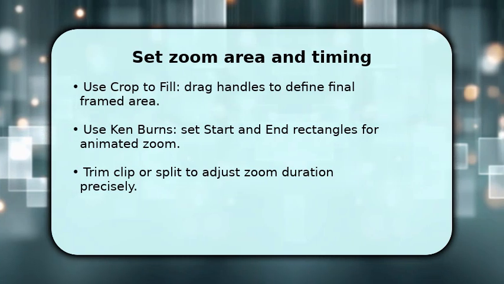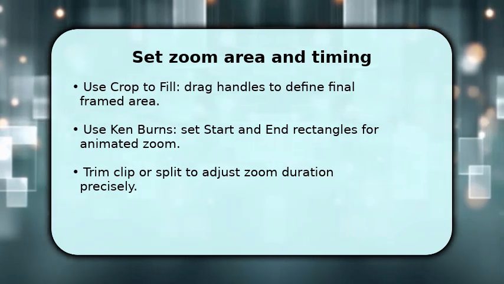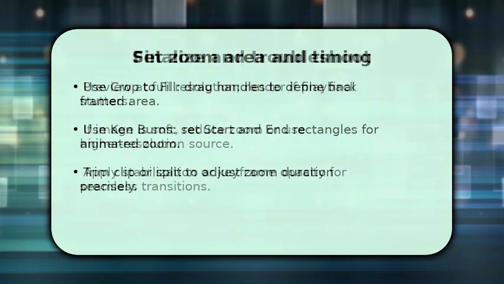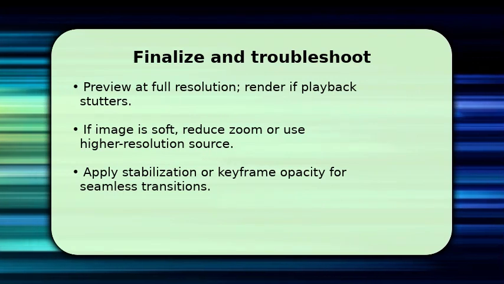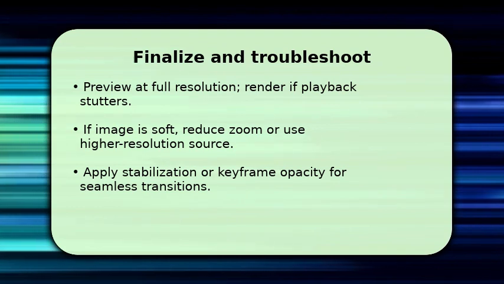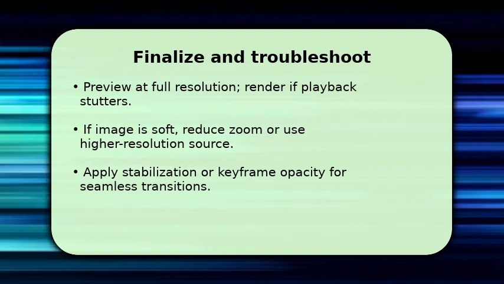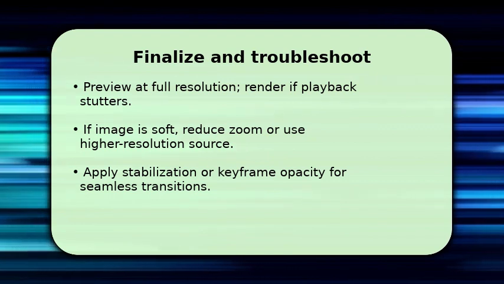Finish by playing the clip at full resolution to confirm the zoom looks natural. Make sure to render or wait for background processing if playback is choppy. If the image appears soft or pixelated, undo some zoom or swap to a higher resolution clip because zooming magnifies footage. Once satisfied, add transitions before and after the clip for smoother cuts, and consider applying stabilization if the camera moved. If something goes wrong, revert.